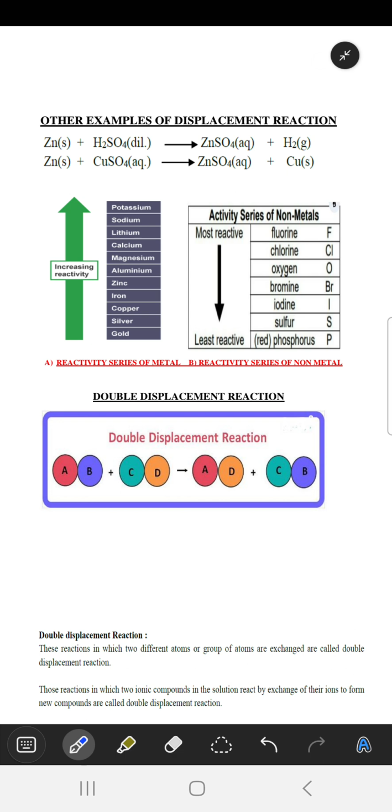Similar examples of the displacement reactions are when zinc combines with H2SO4, we get zinc sulfate and hydrogen is displaced by the zinc. Similarly, when zinc and copper sulfate solution are added, what we get is zinc sulfate and copper is displaced by the zinc. Why? Because zinc is more reactive than copper. So the zinc replaces the copper from the reaction.